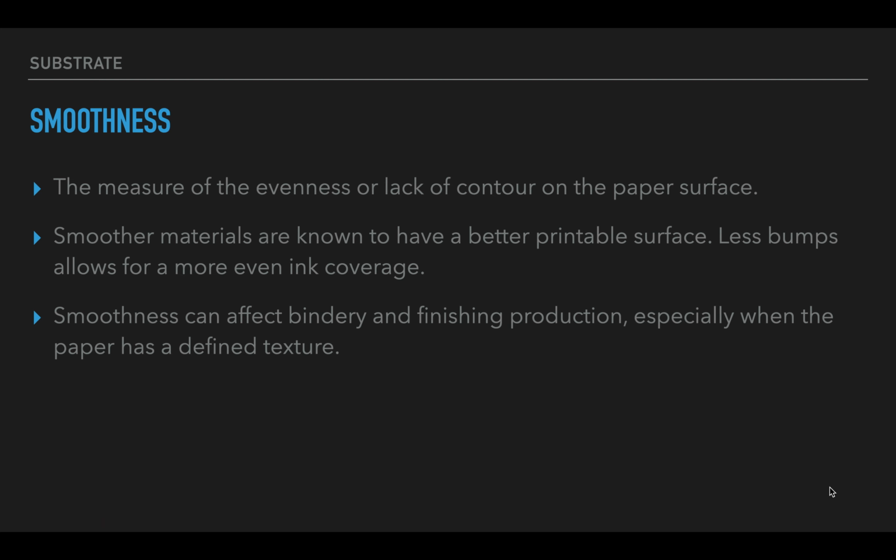Smoothness. The measure of the evenness or lack of contour on the paper's surface. Smoother materials are known to have a better printable surface. Less bumps allows for more even ink coverage. Smoothness can affect bindery and finishing production, especially when the paper has a defined texture.